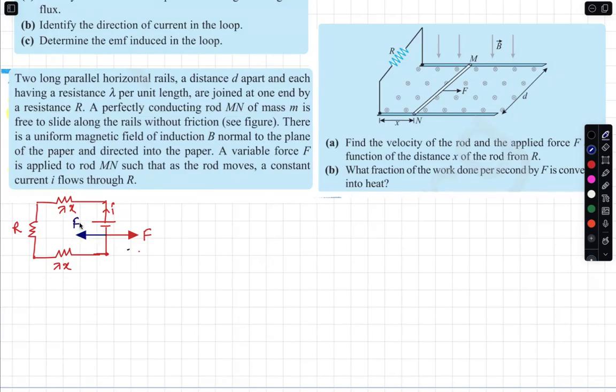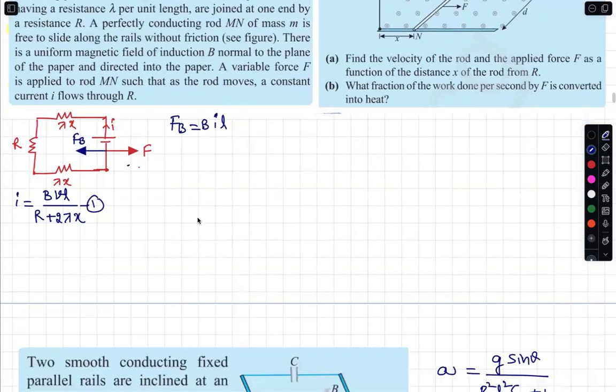That is magnetic field force. First of all, please understand what is magnetic field force. It is BIL. What is the current in this? At any instant, if the velocity is V, EMF is BVL, and the total resistance is this. This is how this question is different from the previous one. Right. Let this be equation 1.